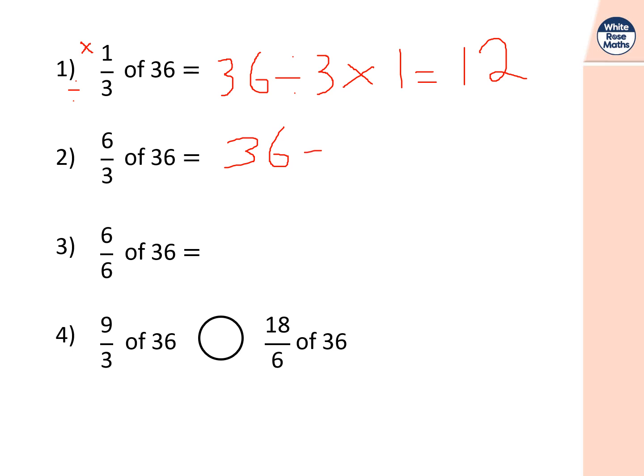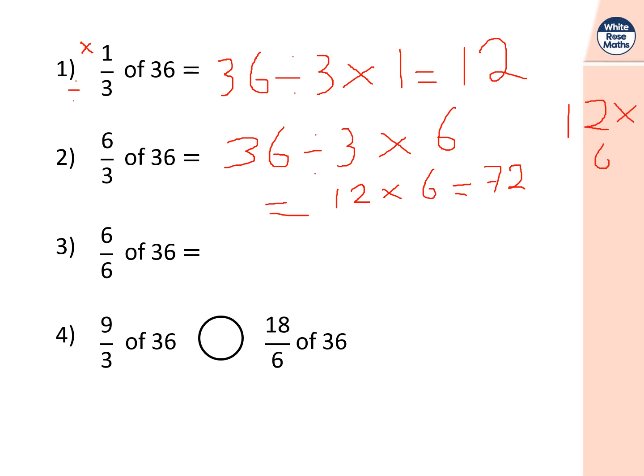Question number 2, 6/3 of 36, so I'm going to do 36 divided by 3 and then multiply it by 6. Now 36 divided by 3 is 12. 12 times 6 is 72. If you're not sure how to do that, then a little multiplication to the side will suffice. There's no harm in showing your full workings in maths. 2 times 6 is 12, 2 carry the 1. 6 times 1 is 6, plus the 1 is 7. So the answer is 72.